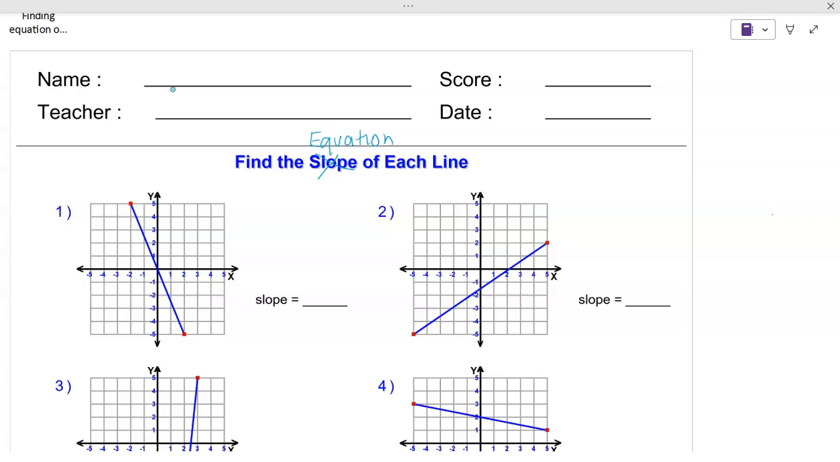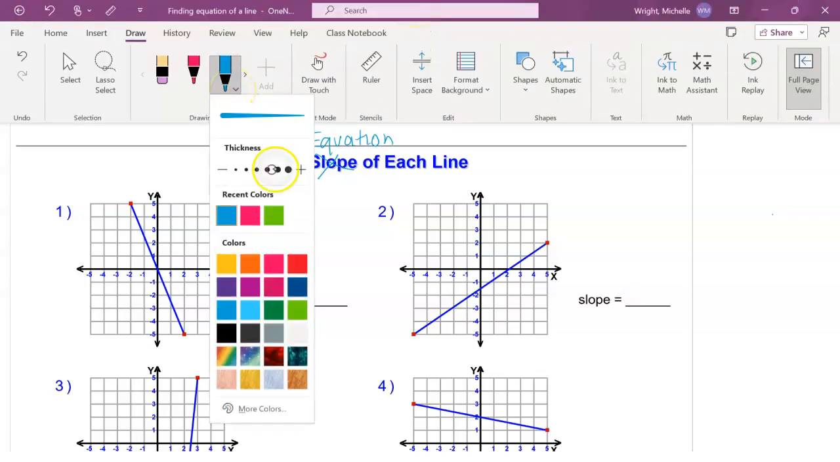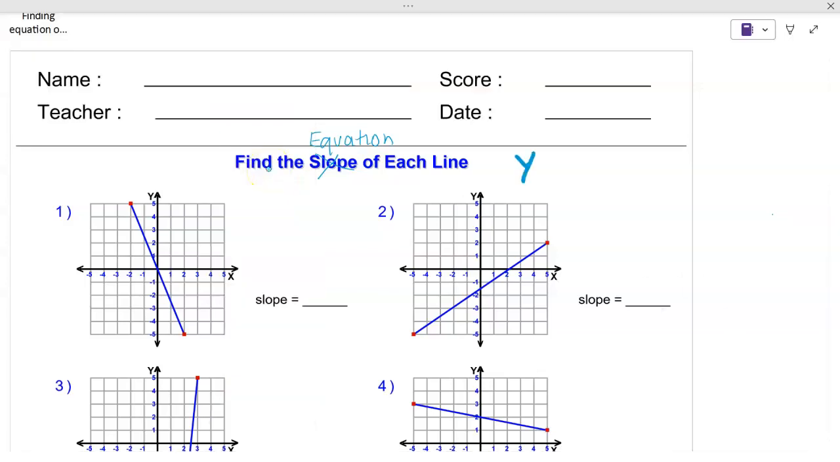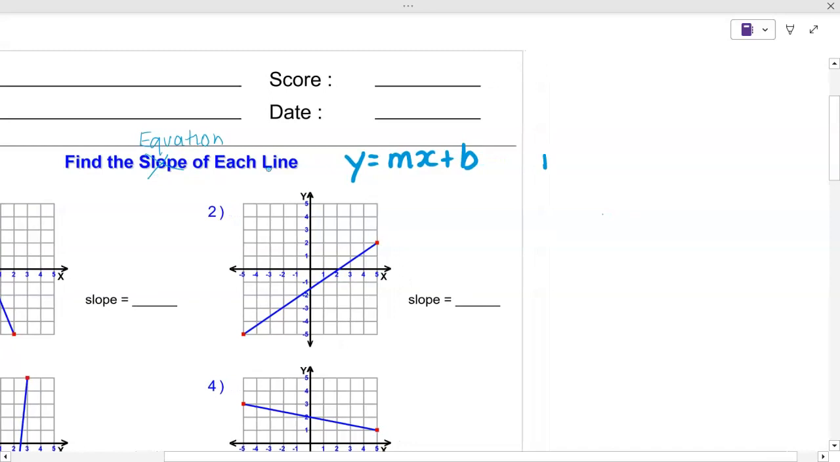So we need to find the equation of a line, and we need to remember what the equation of a line is. I'm just going to write that up the top here: the equation of our line is of the form y equals mx plus b. And we've looked at this a few times. The m is the gradient.